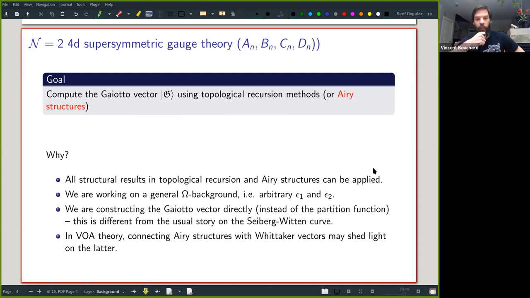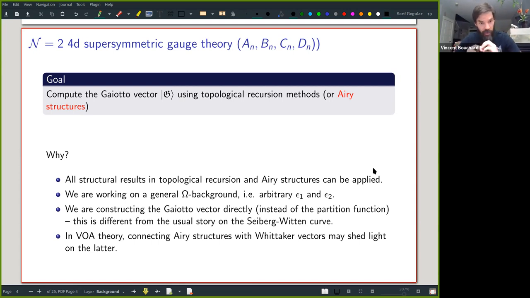For those familiar with topological recursion, this is an area that has been extensively studied in the last 15 years, maybe. It dates back to Chekhov and Eynard. Topological recursion was studied a lot. Basically, there are a lot of structural properties, lots of things that are known just from the structure itself. So all these things that exist can be applied to the Gaiotto vector if we can realize the Gaiotto vector using topological recursion. So that might give rise to a lot of new results in supersymmetric gauge theory. I don't know, maybe, but that's a possibility. So connecting two different areas is always a very fruitful, or can be a very fruitful thing to do.